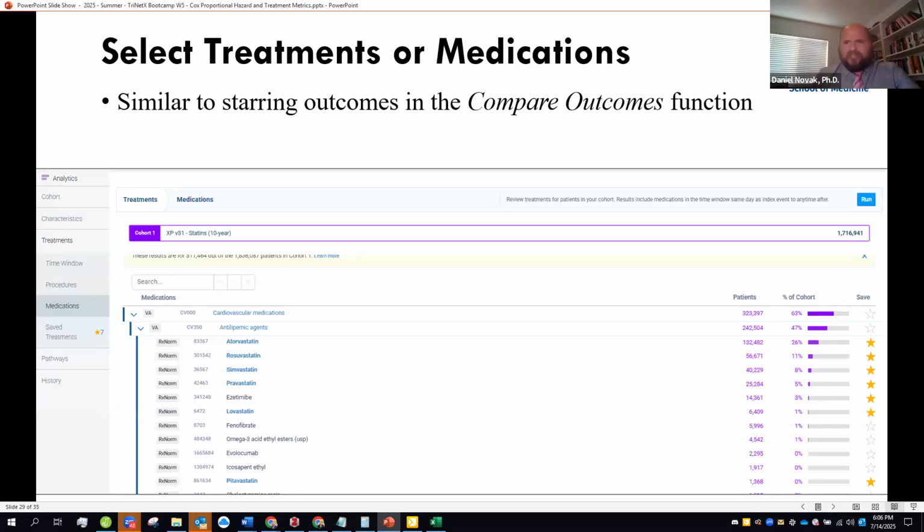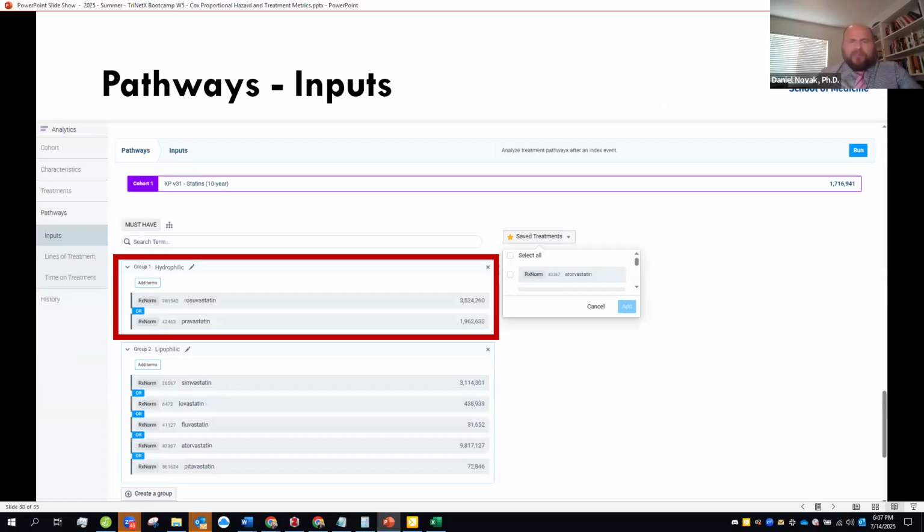As you load your cohort in here, much like all of the other tools in TriNetX that have stars next to them, you can look at all of the procedures and medications that are visible to the platform. You can star those and choose them, and that'll add them to your saved treatments tool on the side, so you can access them later when you need to add them all to your analysis. It's very similar to starring outcomes in the compare outcomes function. You can add them into different buckets if you want, or just have them all compared one against each other. In this case, I've got two buckets, a hydrophilic and a lipophilic set of statins, which groups all of these medications together into one group that I can analyze in terms of time and use.